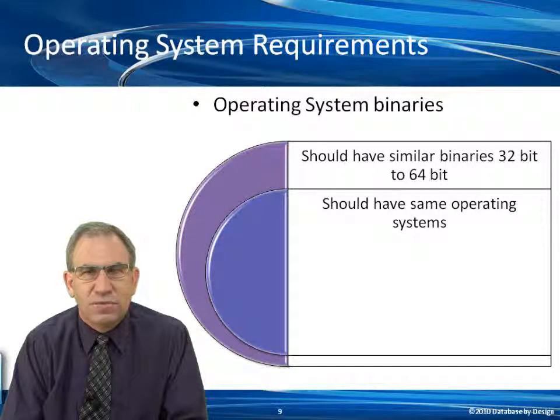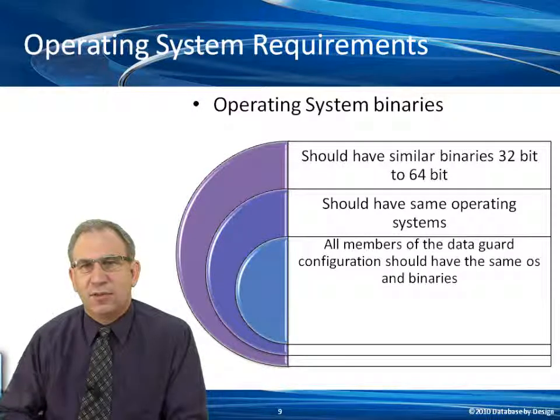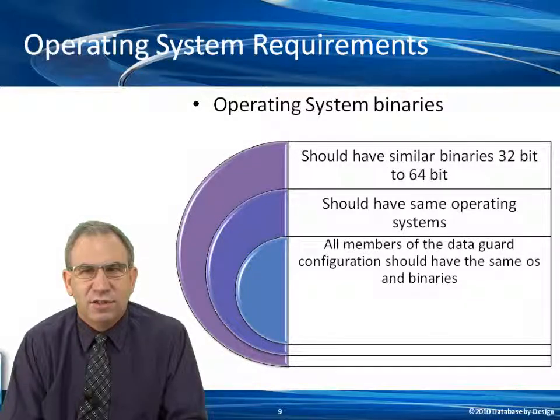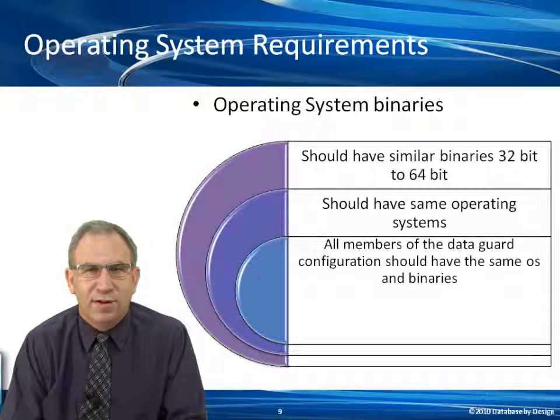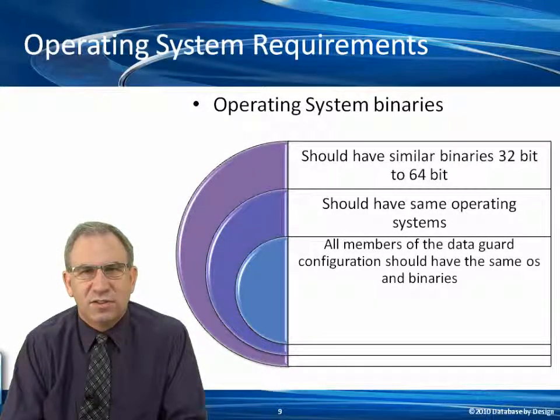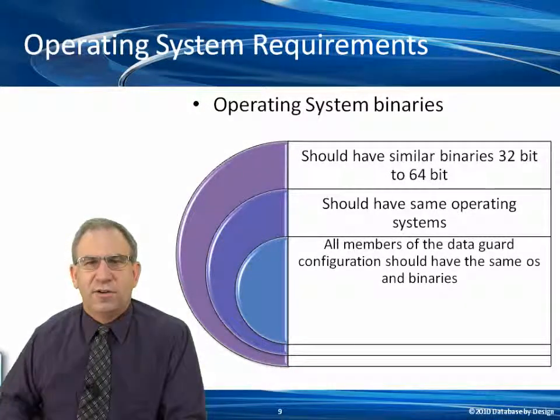We're going to have a data guard configuration from a Linux environment to a Linux environment, from a Windows environment to a Windows environment, from an AIX to an AIX. So we want to have the same operating system binaries as well as the same overall operating systems. All members of the data guard configuration should have the same OS and binaries. So if I have a data guard configuration that is comprised of one primary database and 5 physical standby databases, all 6 of those must have the same OS as well as the same operating system binaries.